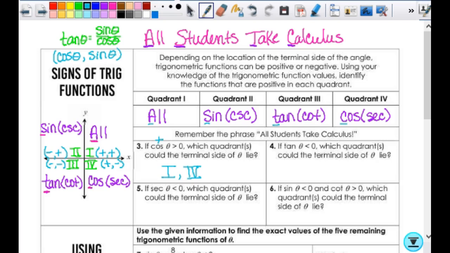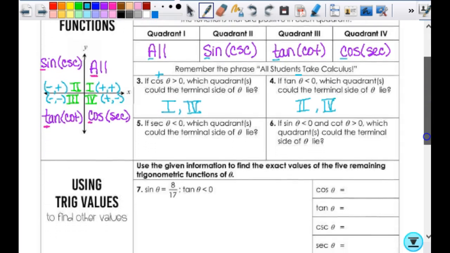Then it says if tangent of theta is less than 0, that means if it's negative, which quadrant or quadrants could the terminal side of theta lie in? Well, it's not quadrant 1, because everything's positive in quadrant 1. In quadrant 2, it's only sine that's positive, so tangent would be negative in quadrant 2. In quadrant 3, tangent's positive. In quadrant 4, it's cosine, which would mean tangent would be negative in quadrant 4 as well.